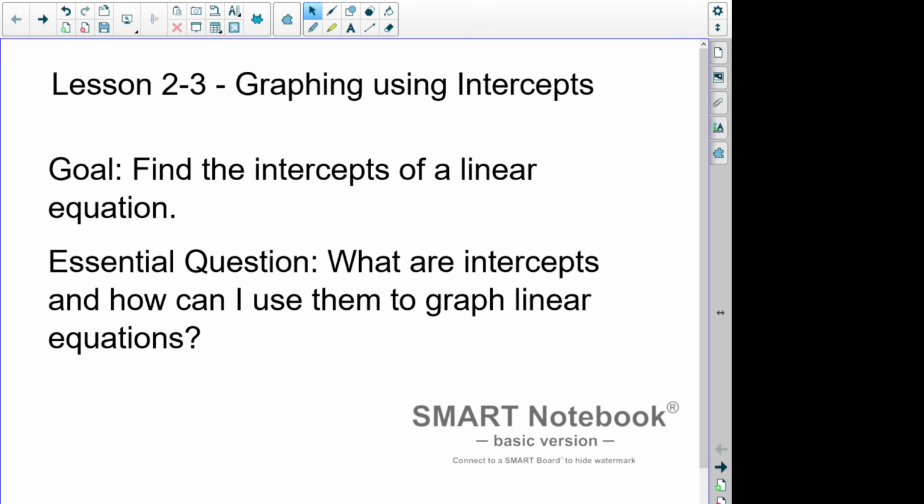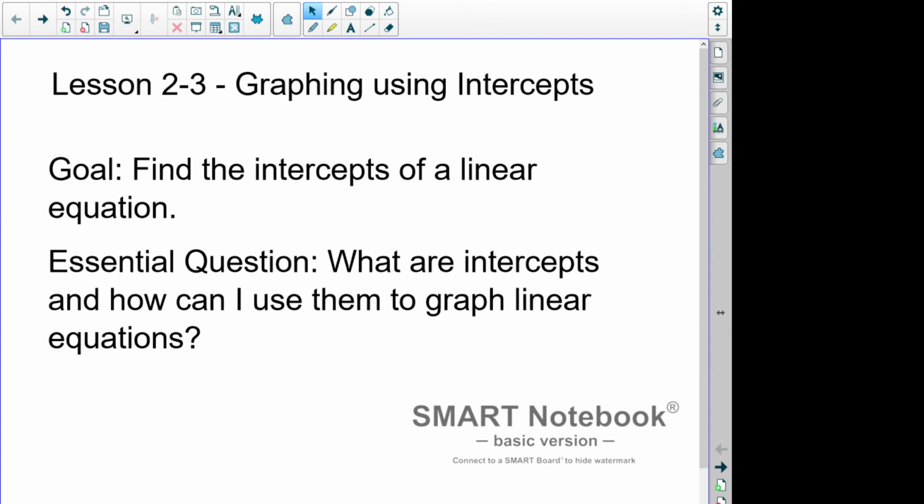We're going to be talking about graphing linear equations using intercepts. Intercepts are points on the graph that are kind of easy to find and easy to identify, and we're going to look at how we can use those to our advantage.